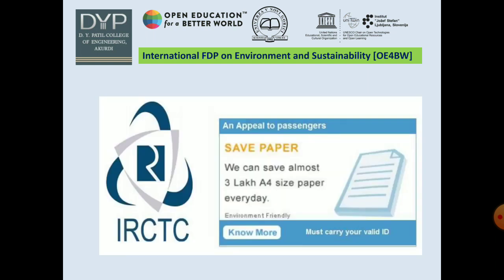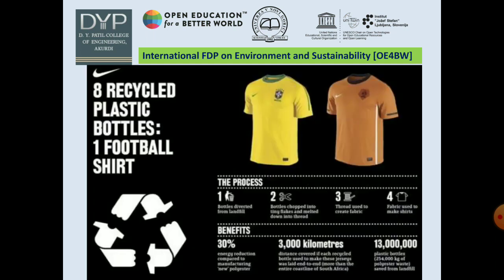This is one initiative taken by IRCTC to save paper, that is, saving 3 lakh A4 size papers by digitalization. This is another example in which 8 recycled plastic bottles are used to make one football shirt.